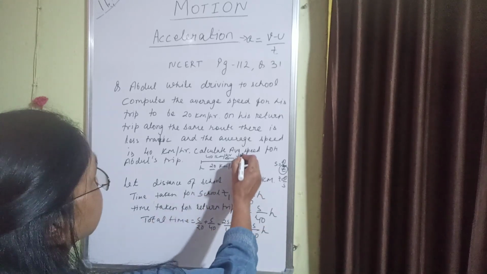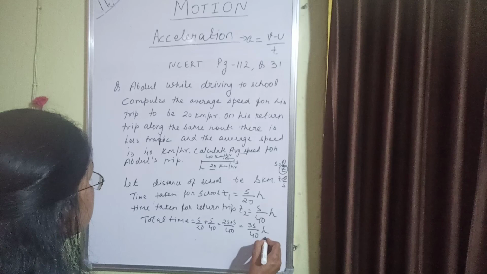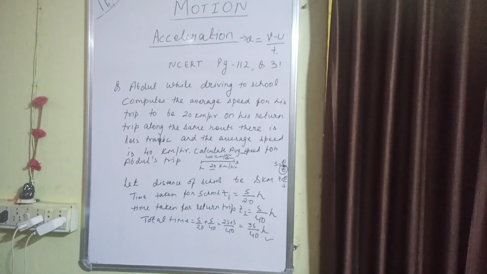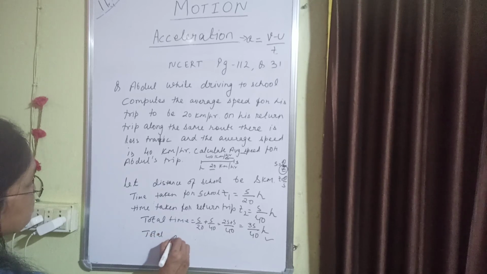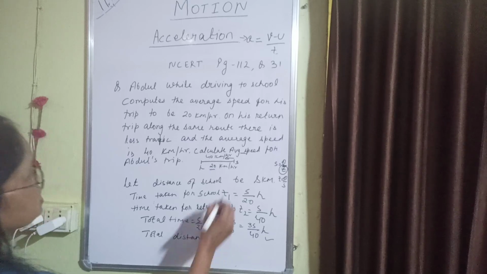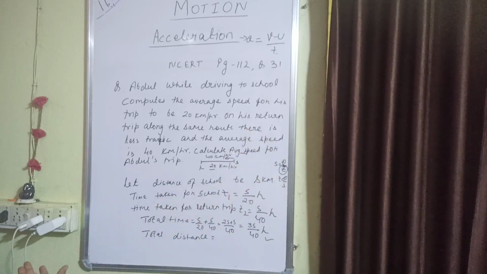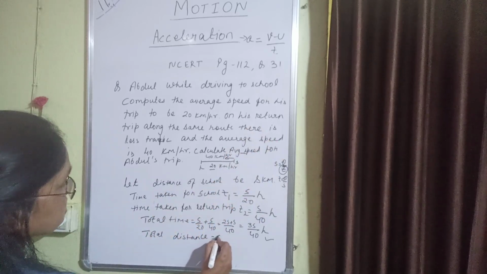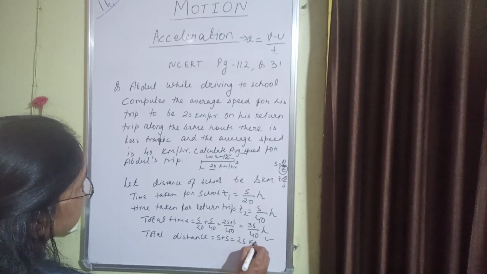What we have to calculate is the average speed. Average speed is total distance by total time. We have got the total time, now find out the total distance. Total distance is equal to, we have taken S for going and naturally S for coming. So S plus S, that is 2S kilometer.